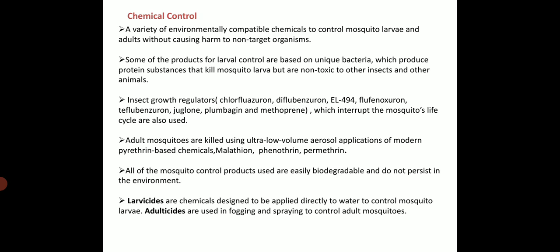Larvicides are chemicals applied directly to water to control mosquito larvae, and adulticides are used in fogging and spraying to control adult mosquitoes.